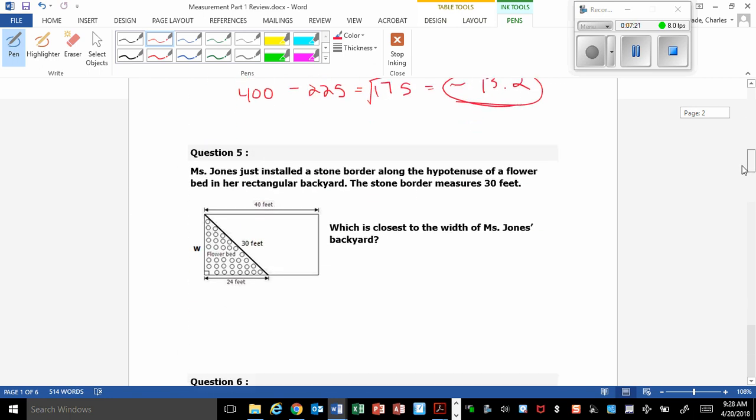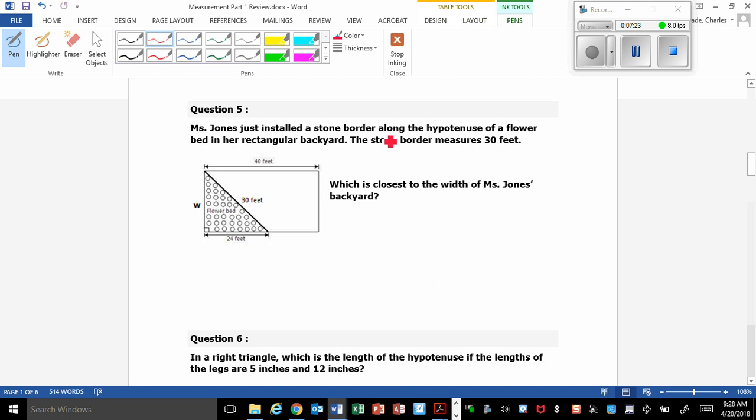All right, so let's look at number 5. Mrs. Jones just installed a stone border along the hypotenuse of a flower bed in her rectangular garden. The stone border measures 30 feet, which is closest to the width of Mrs. Jones's backyard. So don't get hung up with all the rectangle around here. Just look at the right triangle they have here. We have 24 and we have 30, so we're trying to find that one. This says W, but it could be A or B. The variables don't matter.